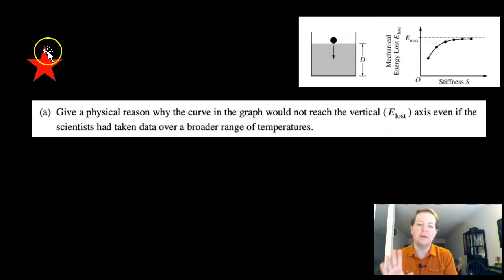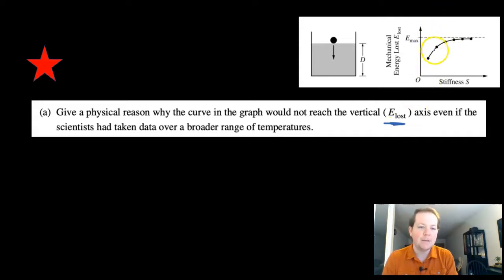And here's the star, because about a third of you did not get this question right for the same reason. This says give a physical reason why the curve in the graph would not reach the vertical E-loss axes if the scientists had taken data over a broad range of temperatures. A lot of you, about a third of you, gave me answers explaining energy. That is not the right approach.